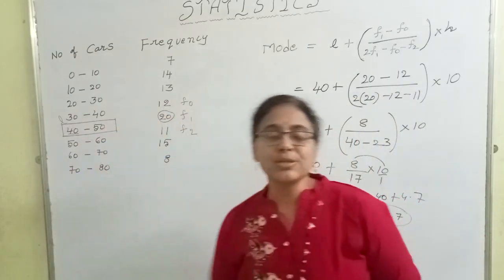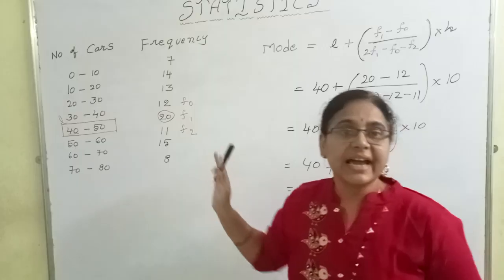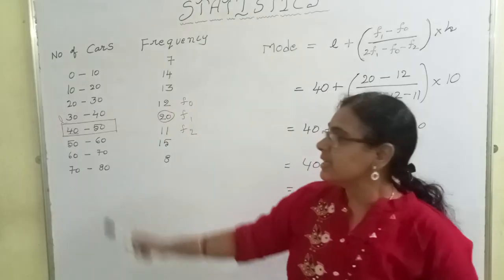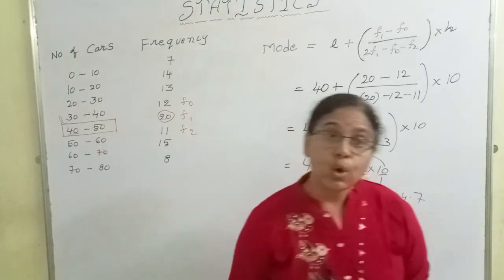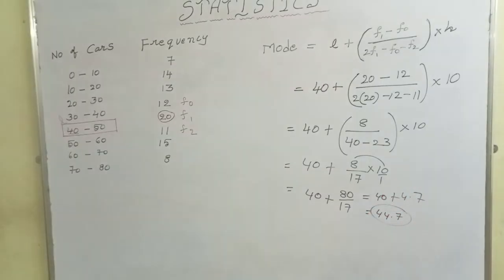The side one is known as the modal class. The starting number is known as the lower limit.